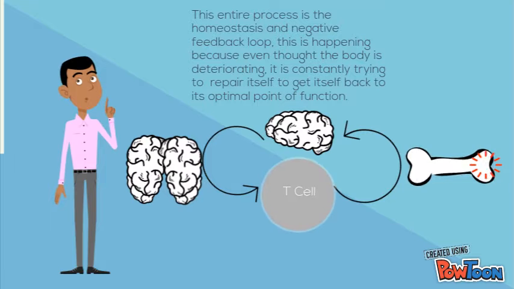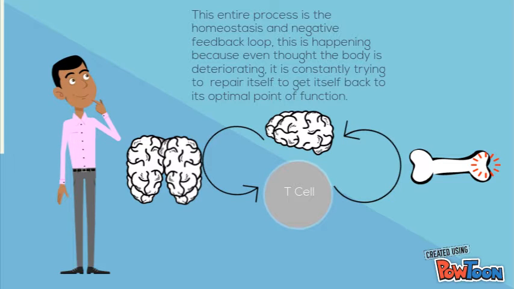This is happening because even though the body is deteriorating, it is constantly trying to repair itself and get back to its optimal point of function, which is the whole point of homeostasis or the negative feedback loop, for the body to maintain some type of equilibrium with itself in a physiological form.